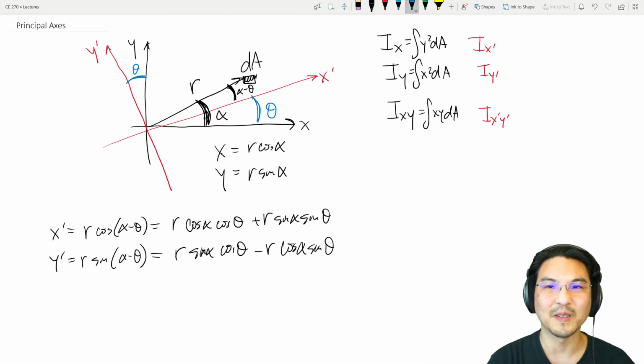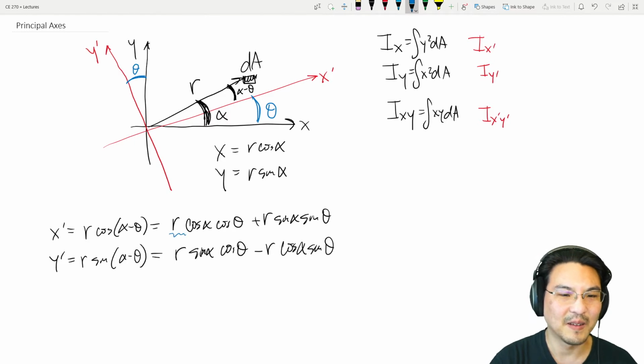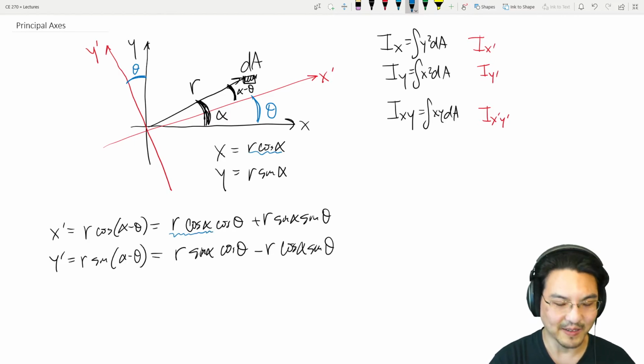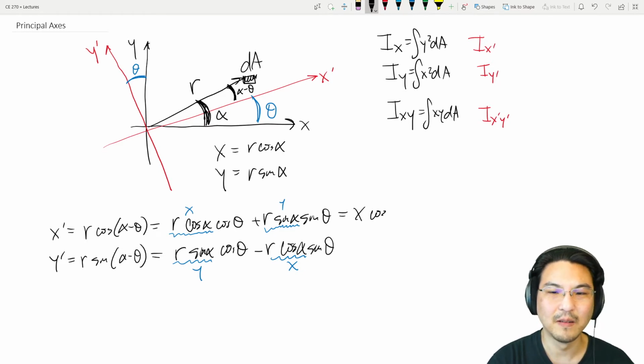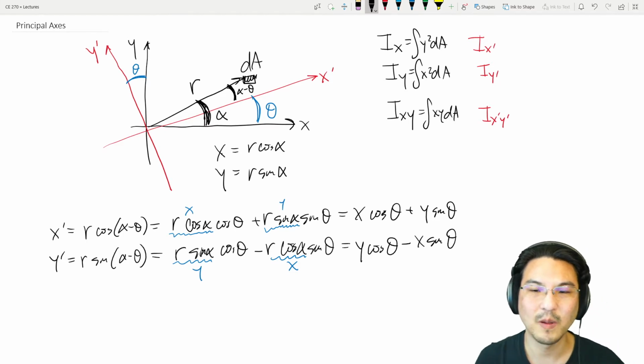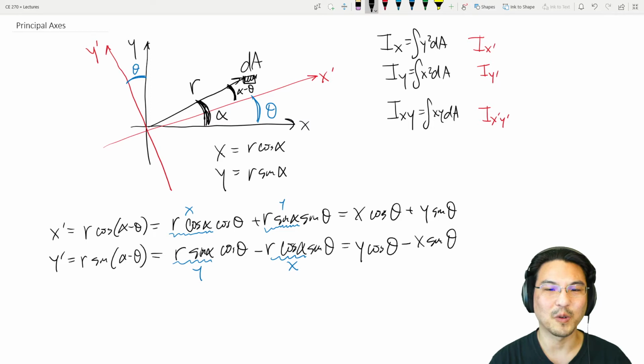Okay, and then notice, r cosine alpha is x. Right, this is x. R sine alpha is y. So x prime is x cosine theta plus y sine theta. Y prime is y cosine theta minus x sine theta. So that's how coordinates rotate.